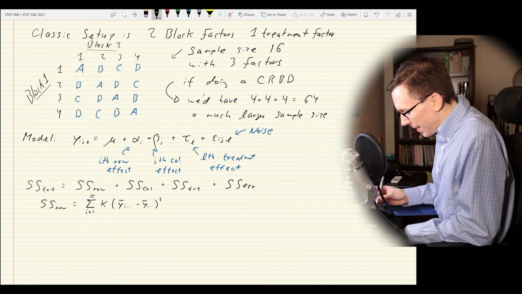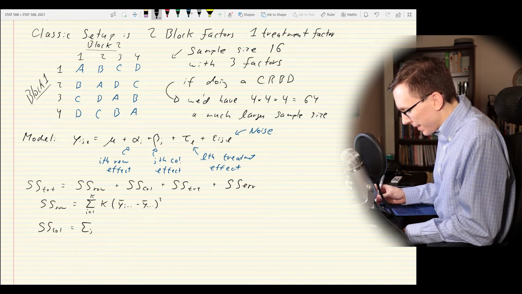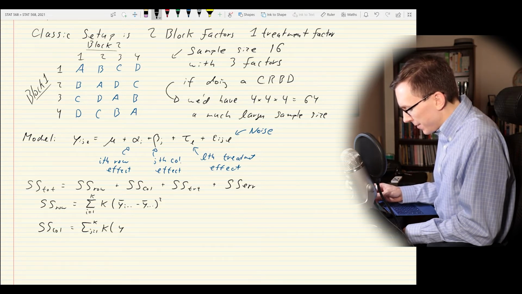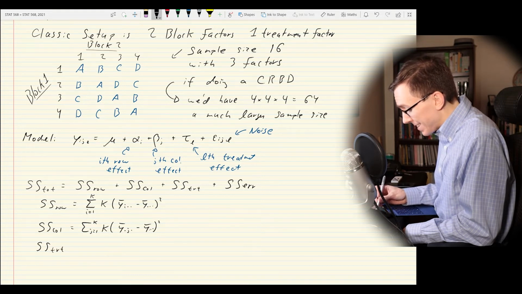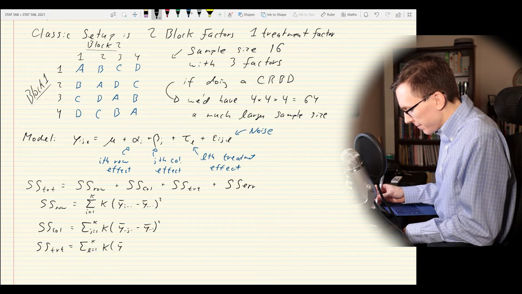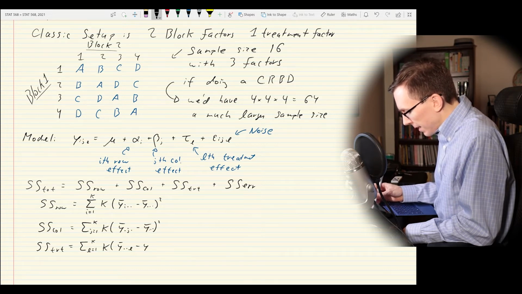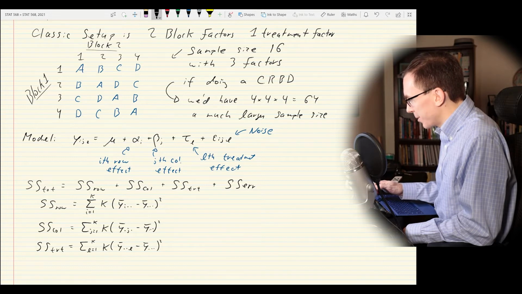For the column sum of squares, we have, in some sense, the exact same thing, just switching i for j and moving my index one down. So y bar dot j dot. That's not a double square, that's a 2, and that's a dot dot dot. We'll also have our treatment sum of squares, which again is going to look exactly the same, except that j becomes l and the index moves one more down. And the last one is the error sum of squares.